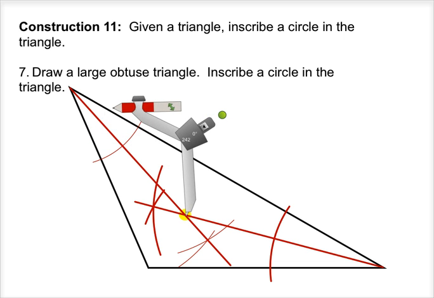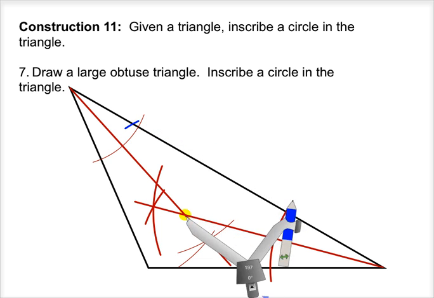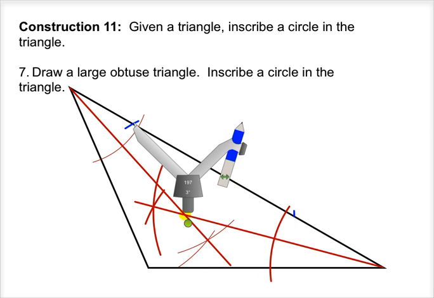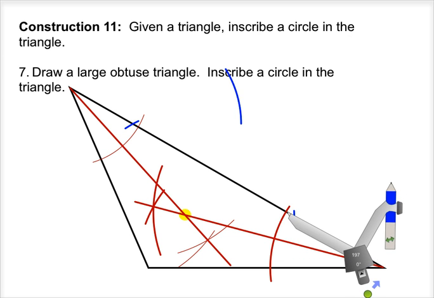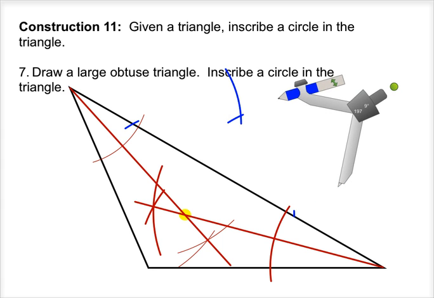So the first thing I should do is make a mark sort of to the left and to the right of my intersection point. Then from these spots, I create the perpendicular, so I know that they should intersect out here someplace. I know that if I don't change the size of my compass, the other point of intersection will be the center of my angle bisectors.